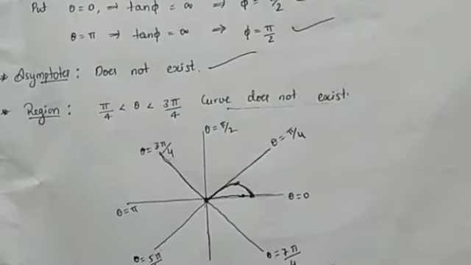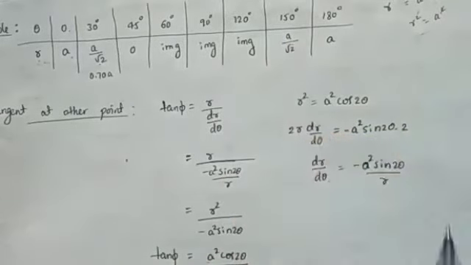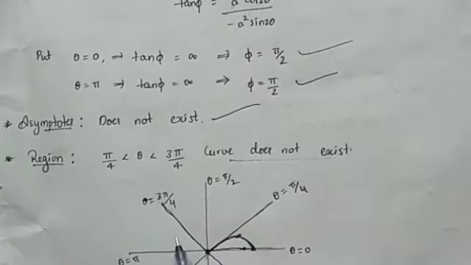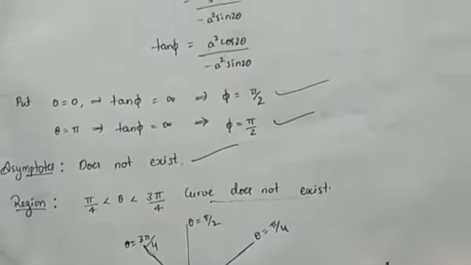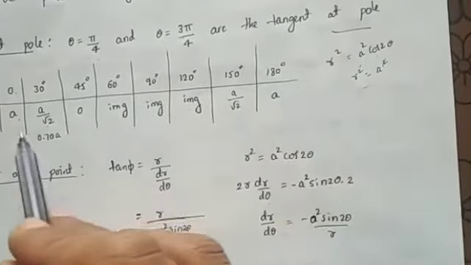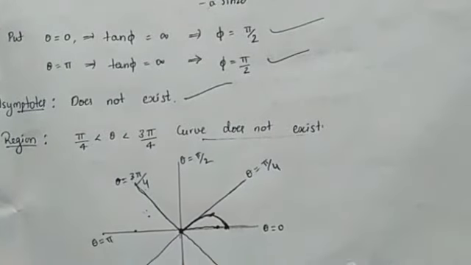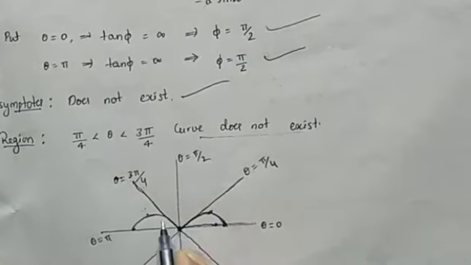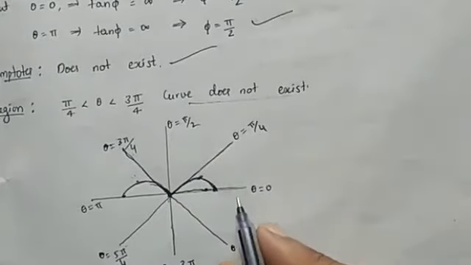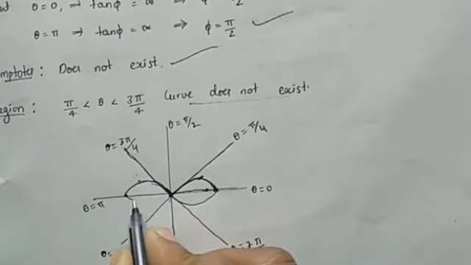Okay, the next. For the theta value 150 degrees, the value of r is a by root 2. This point is this. Okay, the next, for the 120 degrees, the r value is a. So we draw a curve like this. The curve is symmetric about the x-axis, so we draw the curve like this also.